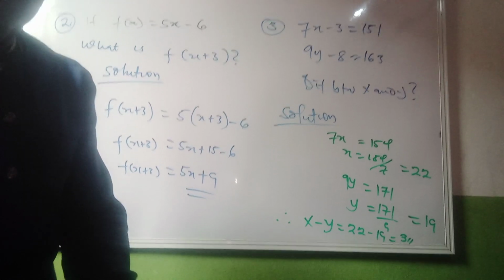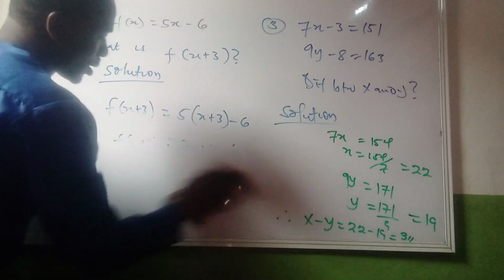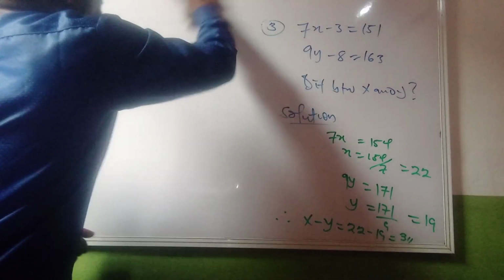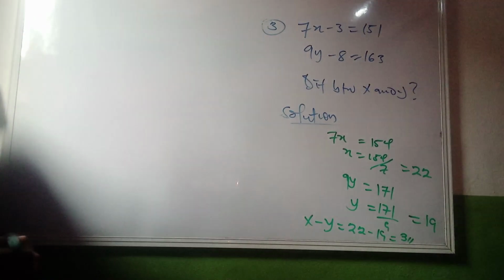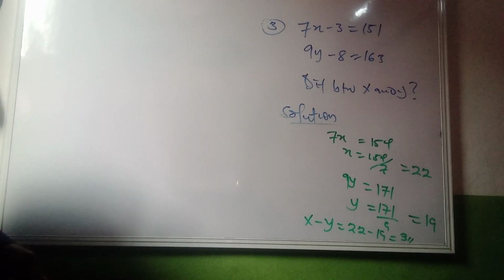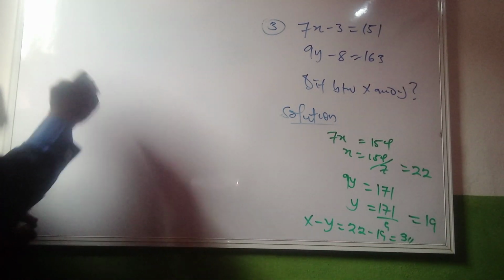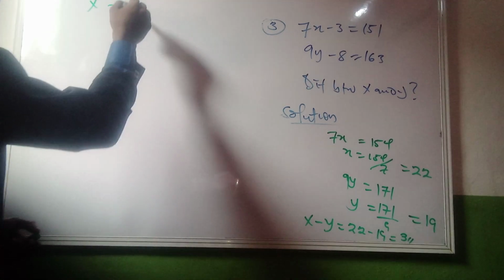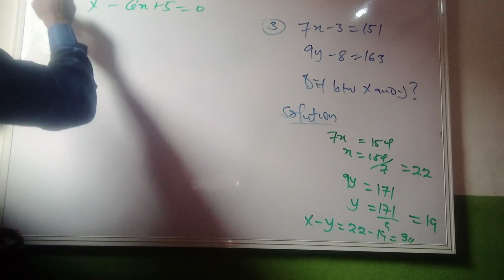The next question says, what are the values of x for which x squared minus 6x plus 5 equals 0? This is number 5 or number 4.